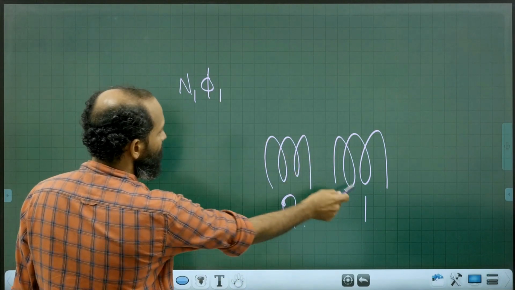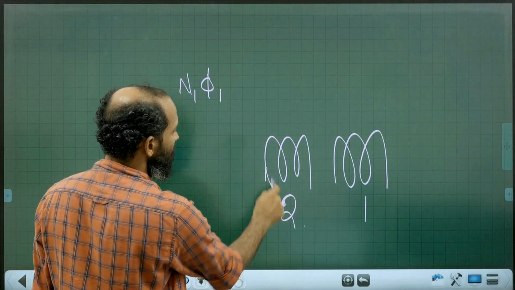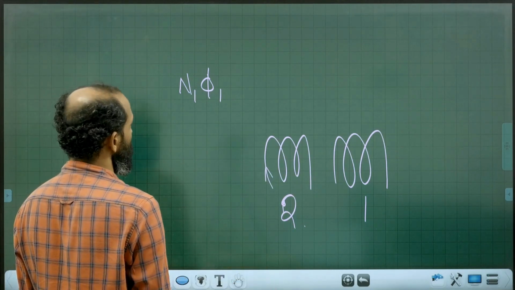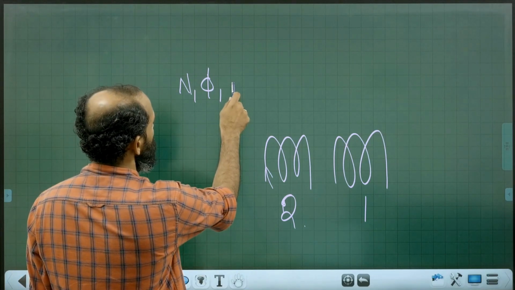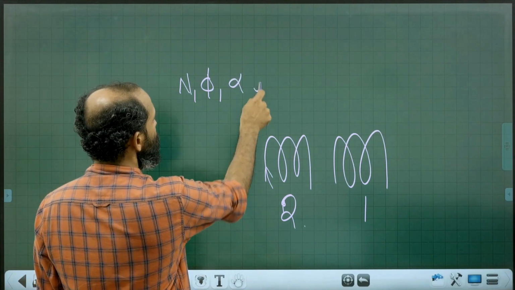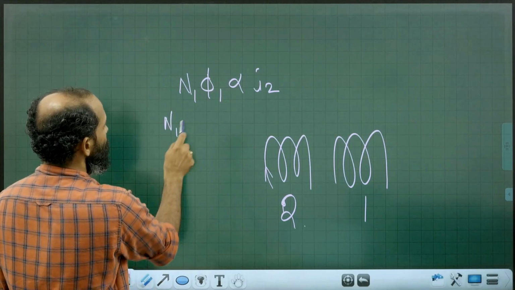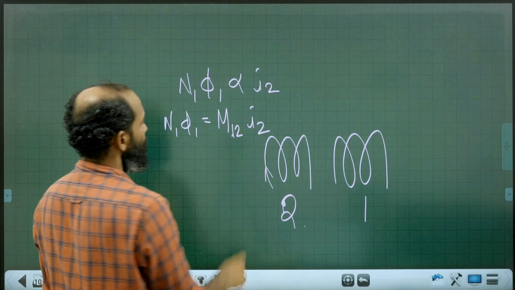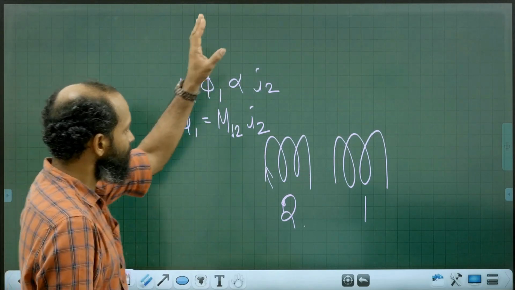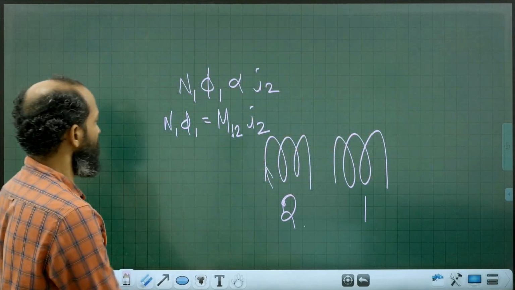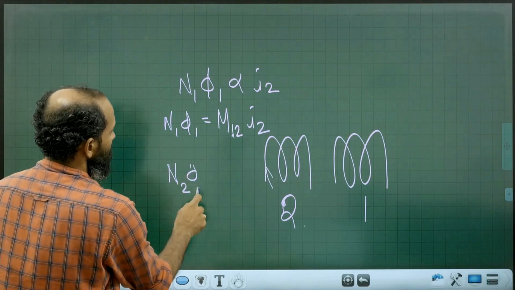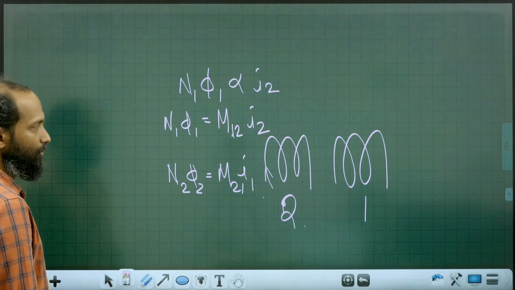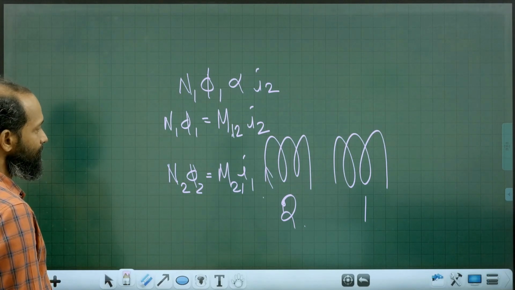So N1 is the flux linked with the first coil when a current is passing through the second coil, and that current is changing in time. N1 is proportional to I2, that is N1 equal to M12 I2, where M12 is the mutual inductance of the first coil with respect to the second coil. Similarly, N2 can be written as M21 I1. This is also important.